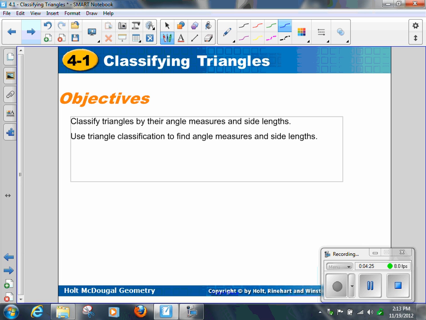All right, so look at what we're going to do. You don't have to copy all of this, but you do have to copy. Today is the 19th. And we are going over section 4.1, classifying triangles. Write that down for me, please. Section 4.1, classifying triangles. What we're going to be doing today is classifying triangles by their sides and their angles. Very simple. Very cut and dry, okay? But we're going to be classifying triangles by their sides and their angles.